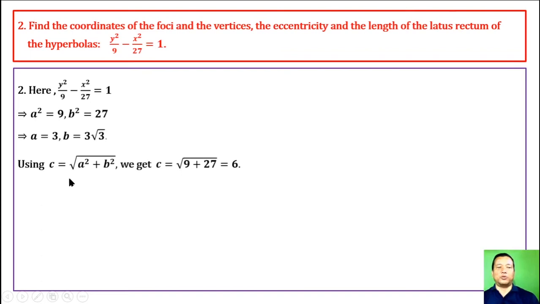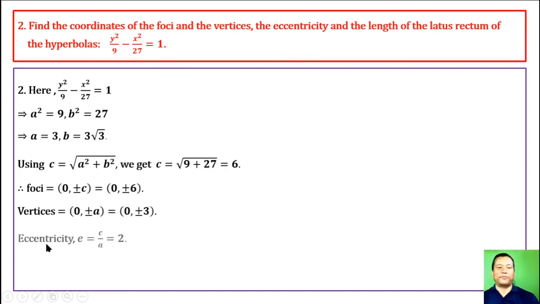Using c equal to square root of a square plus b square, we get c equal to square root of 9 plus 27, that is 6. Therefore, the foci are 0, plus minus c. Giving the value of c, that is 6, we get this. Vertices are 0, plus minus a, whose values are 0, plus minus 3.